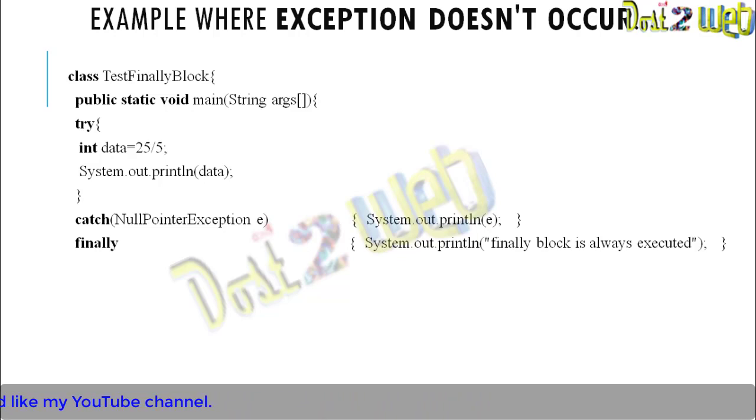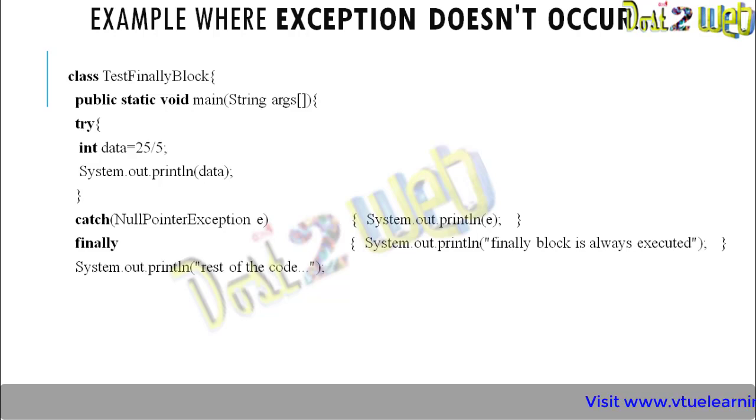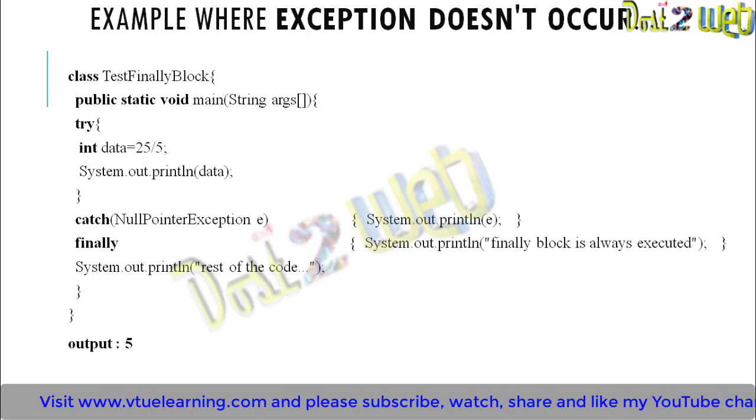What is the finally? The finally block is always executed. So if you execute this, definitely you will get the output of your finally block. Remember guys, if you are using a finally block, definitely your finally block will be executed in your program, that is sure. Just write any printing statement in the finally block, and then after that whatever code you want to write, similarly. The output you are going to get is 5 here.